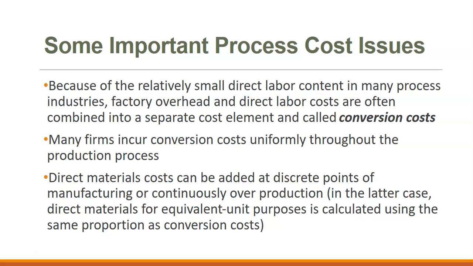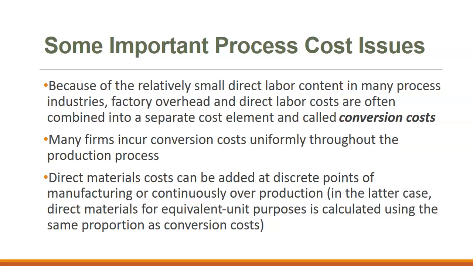When we're looking at process costing, we usually have very small amounts of direct labor. Most process costing is heavily reliant on machine labor, so we combine factory overhead and direct labor costs into a cost element called conversion costs. So this terminology goes back to what are the prime costs and what are conversion costs. Direct labor and manufacturing overhead are the cost for converting raw materials to products.